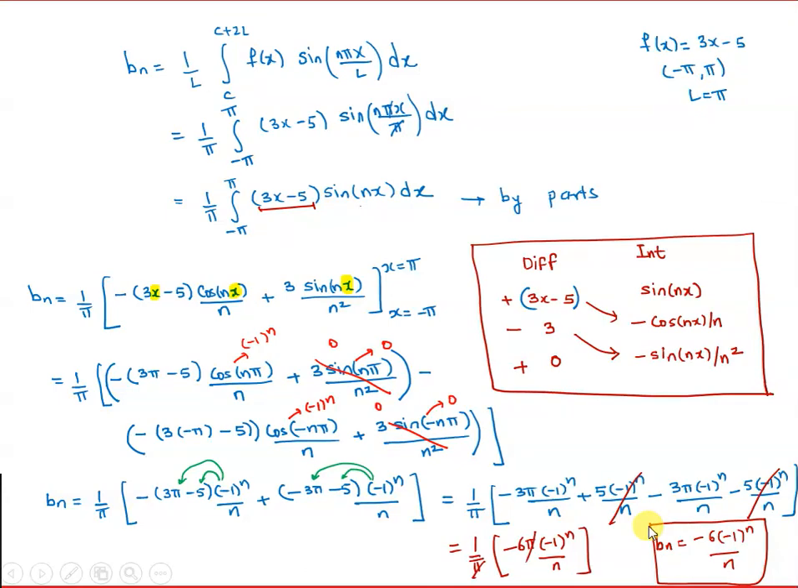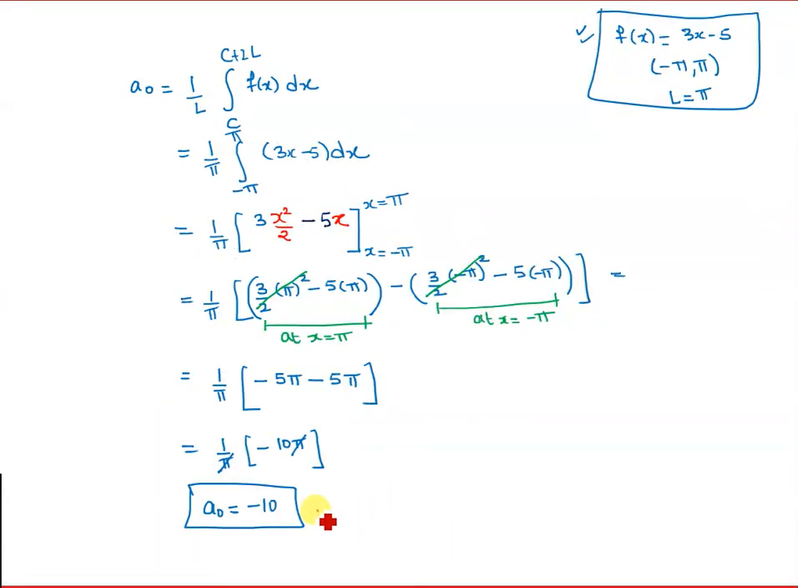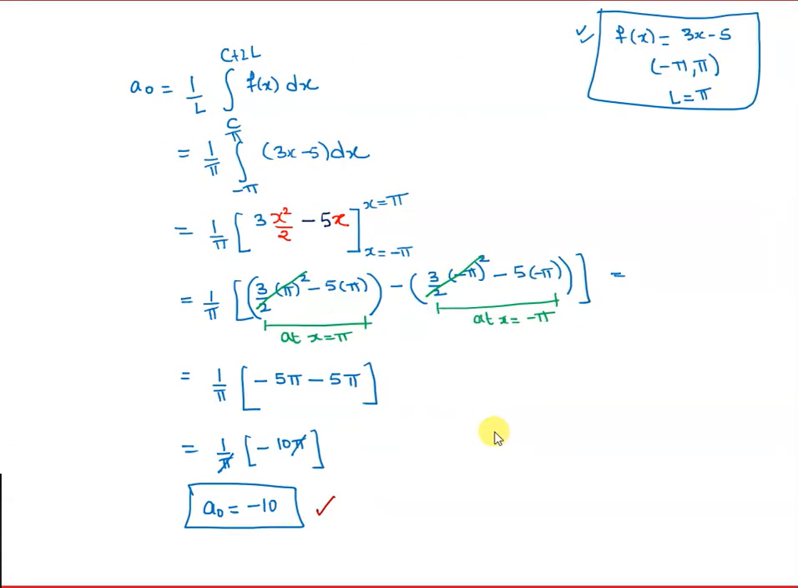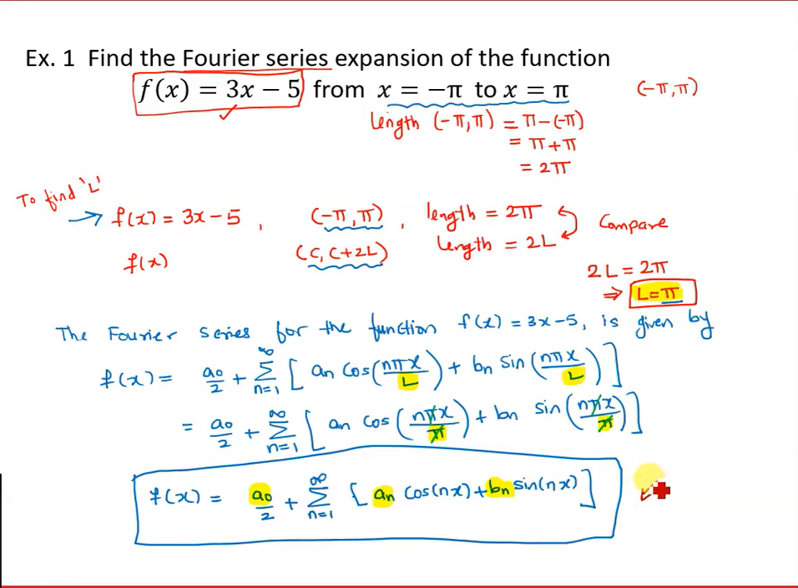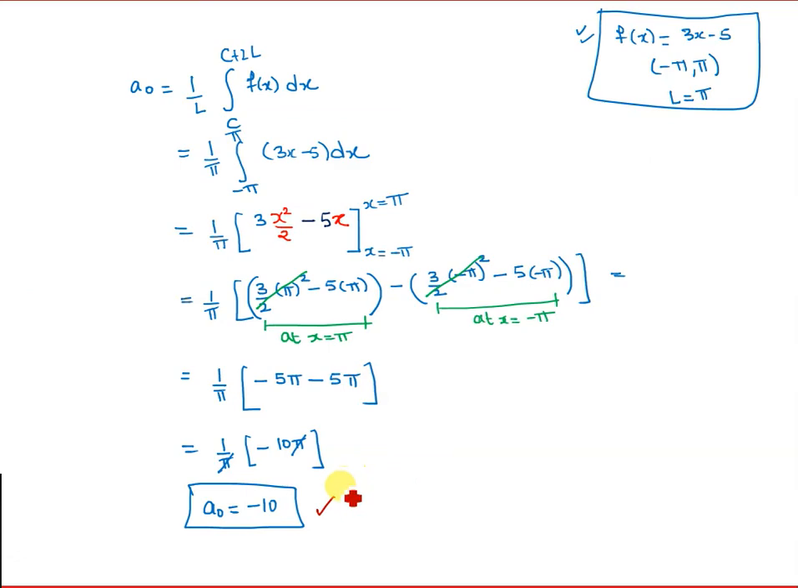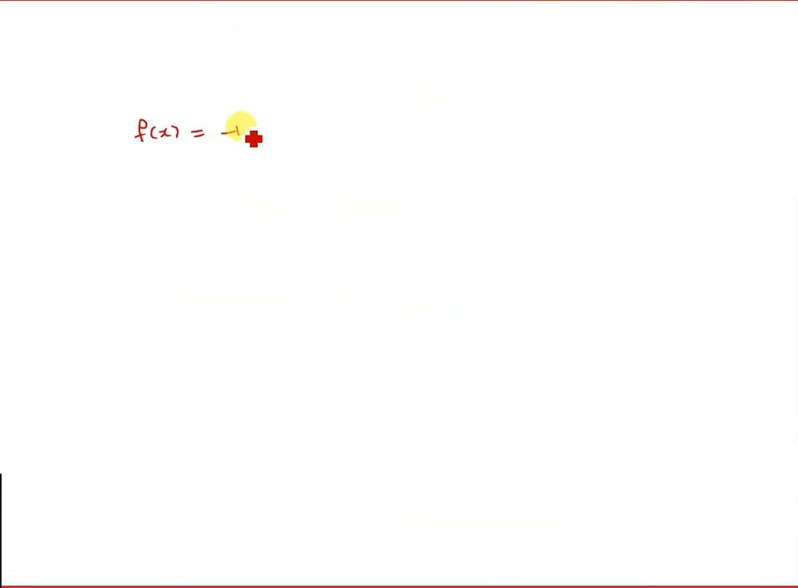So now we have all the three values. We have the value of A0, we have the value of An and the value of Bn. We have to substitute all these values in the rule. Let's substitute it. The Fourier series is given by A0. The value of A0 is minus 10, plus summation n going from 1 to infinity, An, which is 0, cosine of nx, plus Bn, which is minus 6 minus 1 to the power n over n, sine of nx.